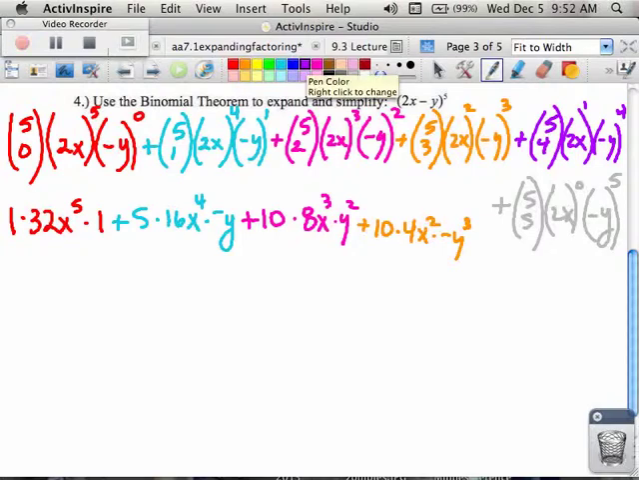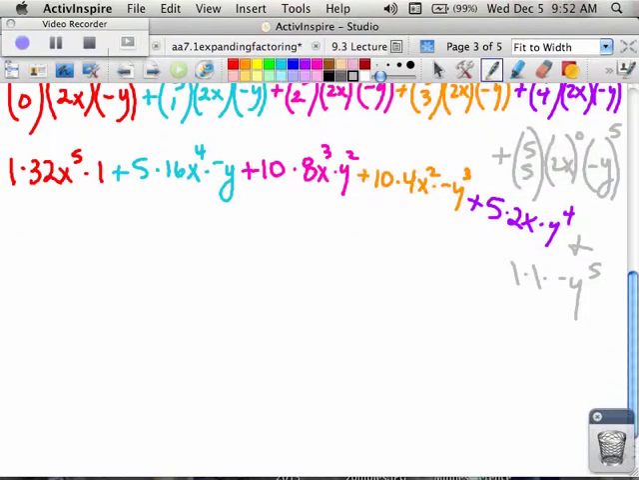In the purple, 5 choose 4 is the same as 5 choose 1, so that's a 5. 2 to the 1st is 2. And then I have x to the 1st power. And then negative y to the 4th is just y to the 4th. And then in the gray, I will have 5 choose 5, which is 1. And then 2x to the 0 is 1. And negative y to the 5th is negative y5. So this gets to be very long as far as all the work that you're doing. And then at the end, you just simplify.